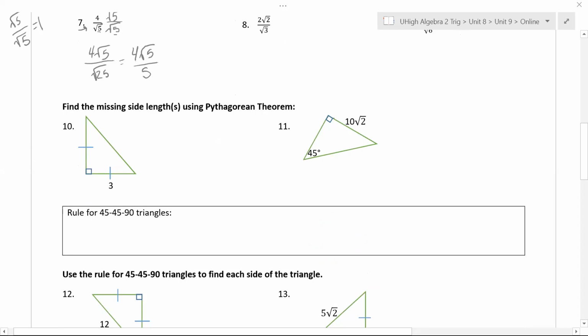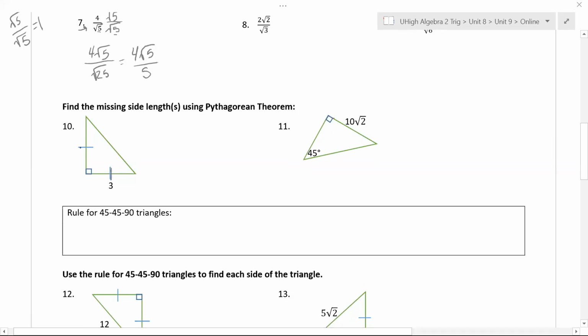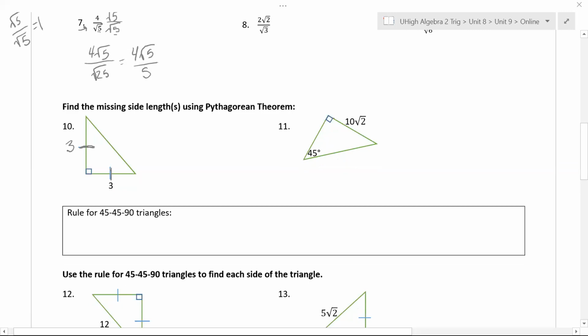So in number 10, there's a couple things that we want to just remember here. What do these little hash marks mean on number 10? So these blue little hash marks. Hopefully you guys remember from geometry, those mean congruent, or that we are the same. So what this tells me is that this bottom side and the height are going to be the same. So I'm going to have 3 over here for my height.